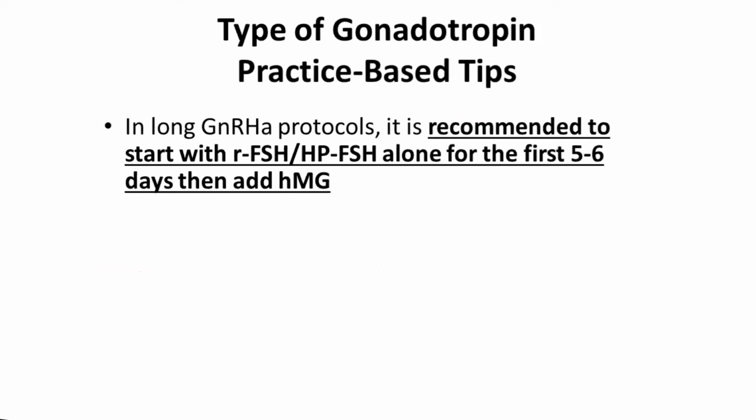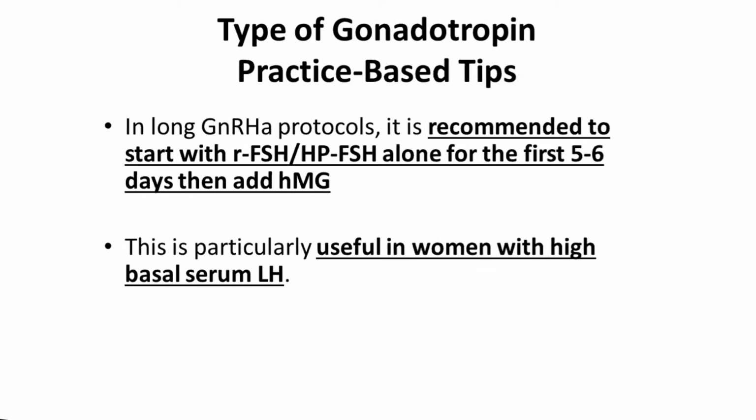But we have some practical tips that go against the guideline recommendations in some points. Number one, in the long GnRH agonist protocol, it is recommended to start with recombinant FSH or highly purified FSH alone for the first 5 to 6 days. And then when we have good response, we can add the HMG. This is particularly useful in women with high basal LH.